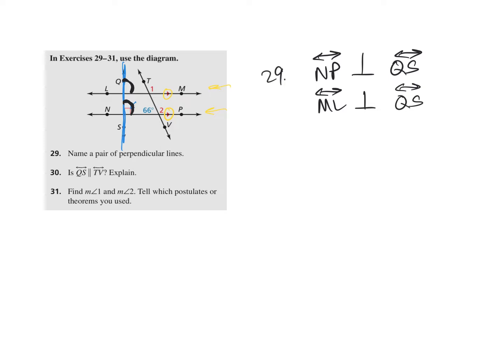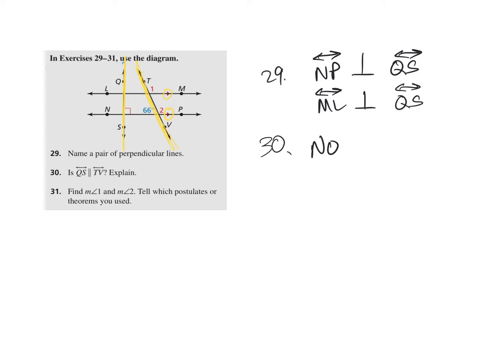Okay, now number 30. Let's erase all that, but I don't want to erase what's parallel. Is QS, so let's draw this with a yellow line, QS parallel to TV? And it says explain. So the answer is no. It's obvious they're not parallel. But how do we know?